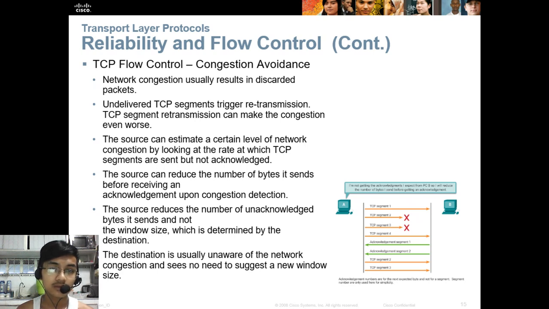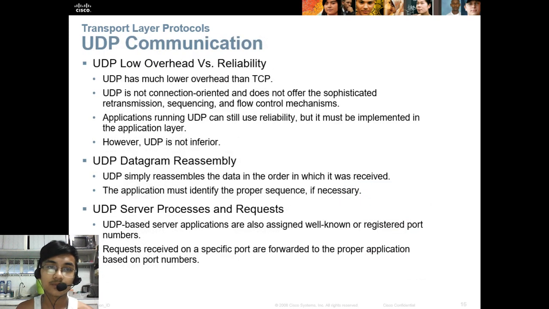The source can estimate a certain level of network congestion by looking at the rate at which TCP segments are sent but not acknowledged. Upon congestion detection, the source can reduce the number of bytes it sends before receiving an acknowledgement. The source reduces the number of unacknowledged bytes it sends, and not the window size, which is determined by the destination. The destination is usually unaware of the network congestion and has no need to suggest a new window size.